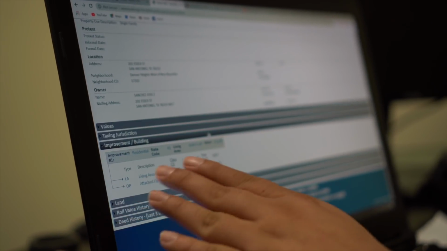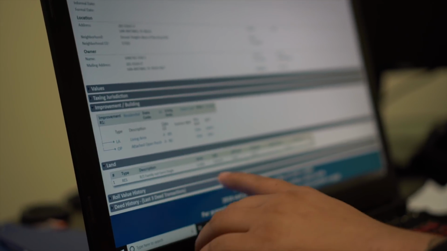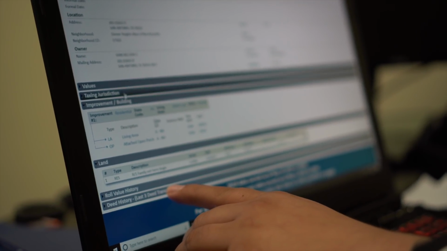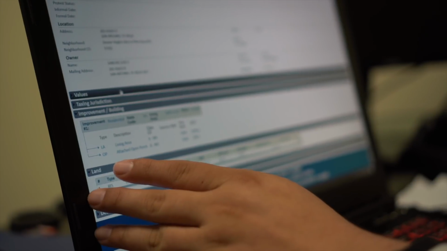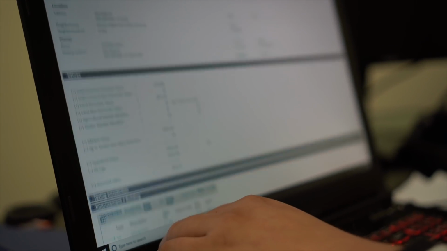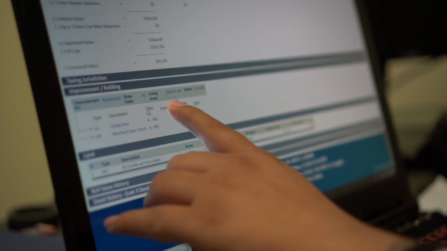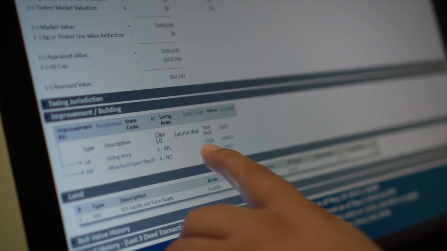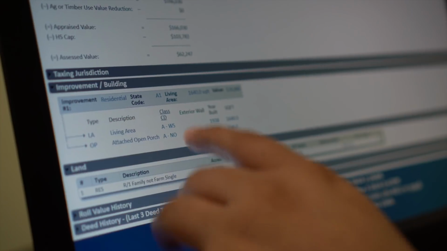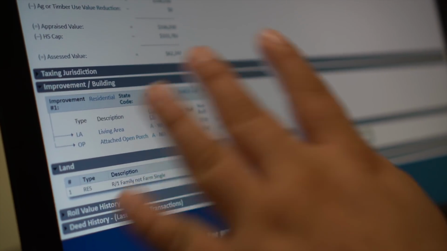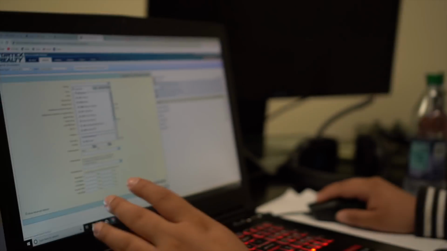I go over the improvement, get an idea what the lot size is, and then, if I wanted to, for the value, I could see what the property's assessed at. So this house is a pretty tricky one, but what I'm looking for is the size of the house, so the square footage, along with the year that it was built, and we're going to use these two factors here to determine what the numbers are in this scenario.